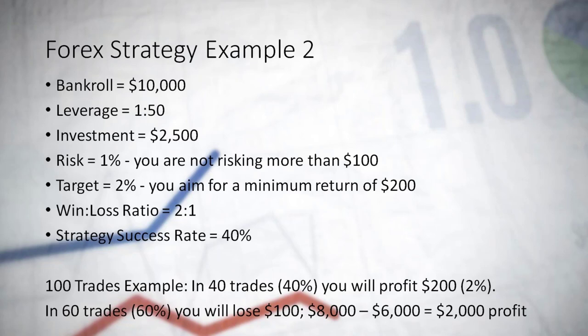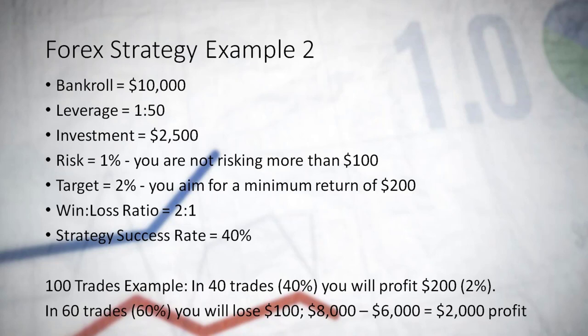The target will be set at 2%, which means that we're aiming for a minimum return of $200, which creates a 2-to-1 win-loss ratio. Now let's see what happens if the strategy success rate is below 50% with a win-loss ratio of 2-to-1. Let's take again the 100 trades example. Since our success rate is now low, like 40%, this means that out of 100 trades, we will have only 40 successful trades. In each of these trades, we will profit $200, which is the 2% target.